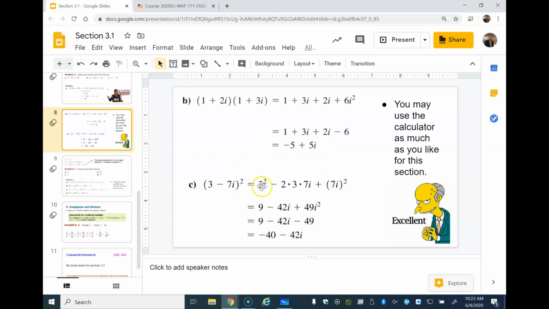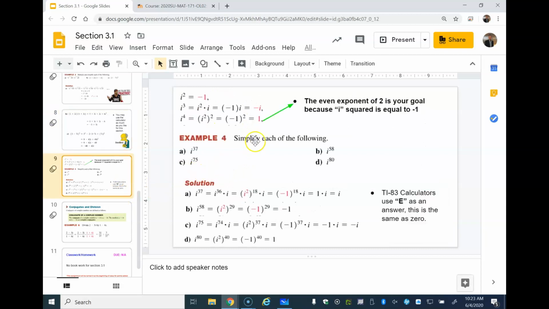Same thing if we're squaring. You can do the same thing again. Put this in parentheses. If you just write 3 minus 7i and then square it, it is only going to square the back part. That's why the whole thing needs to be in parentheses. Everything needs to be in parentheses when working with imaginary numbers.